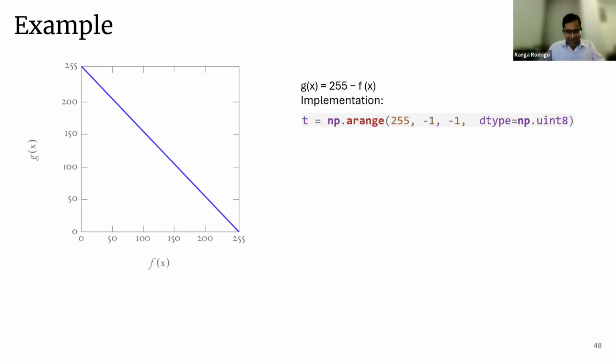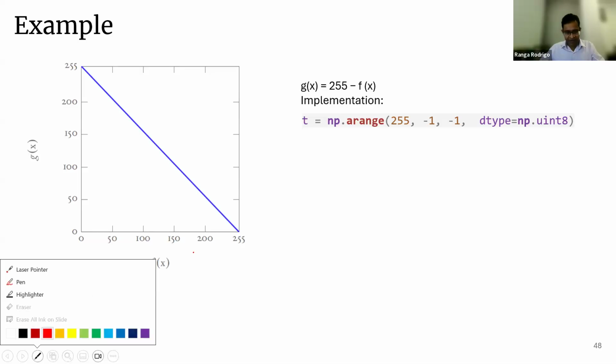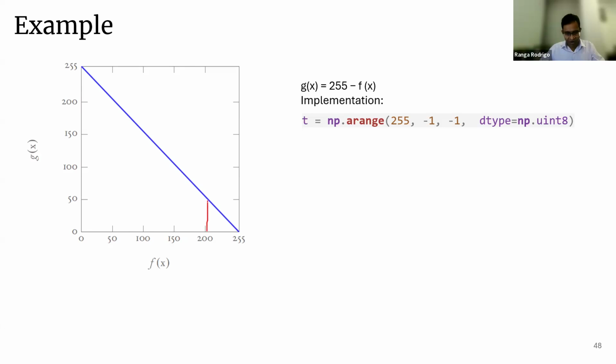Then we look at the negative transformation. This is the negative. So you can say 255 minus f(x). This is the negative transformation. When you have 0, it will give out 255. If you have 200, it will give out 55. If you have 255, it will give out 0. So that's the function of the negative transformation. At 200, it will give me 55, like that.